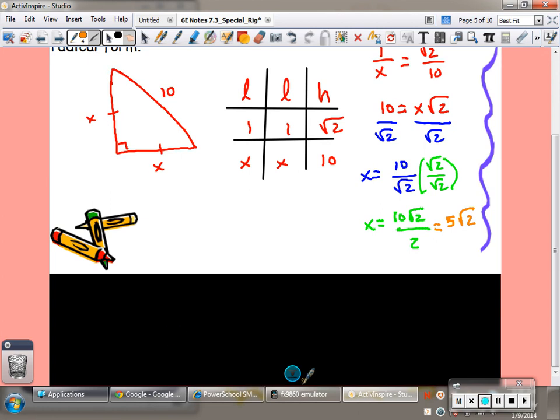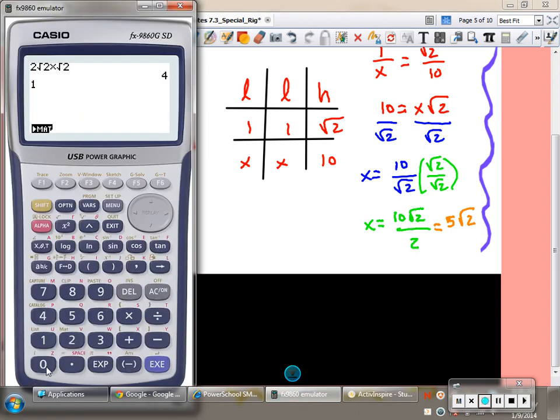You can check to see if you've rationalized the denominator correctly in your calculator. If I put 10 divided by the square root of 2 in my calculator, I get this 7.07 whatever number.